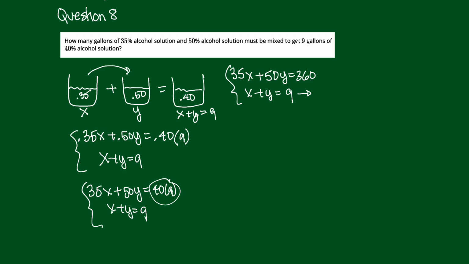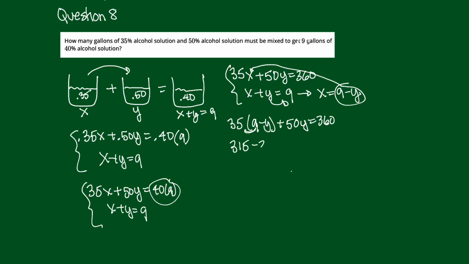Out of that second equation, why don't we solve it for x? So just subtract the y. We'll get x equals 9 minus y. Now take that 9 minus y, substitute it back in here for x. So we'll get 35 times the quantity 9 minus y plus 50y, that's equal to 360. Now, multiply through. 9 times 35. 315 minus 35y plus 50y is equal to 360.